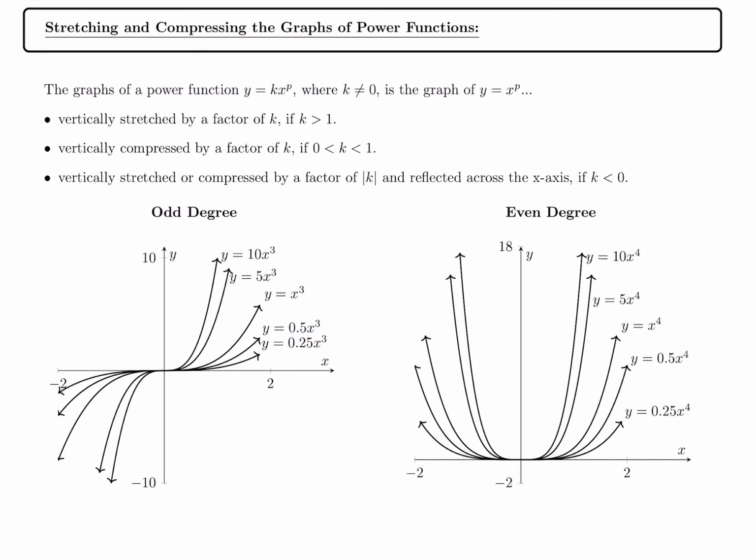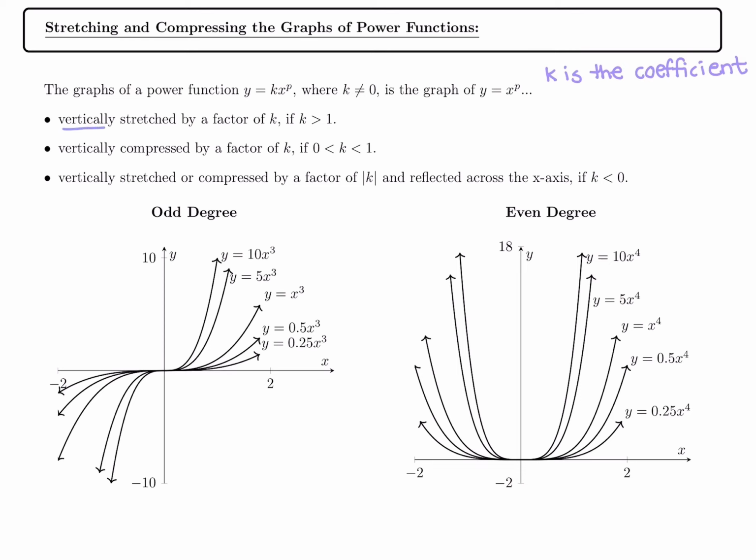Let's look at stretching and compressing the graphs of power functions. So we have kx to the p, where k is not 0, and we're looking at the graph. We want to remember k is the coefficient, and that value of k affects what the graph is going to look like. So k is the coefficient.